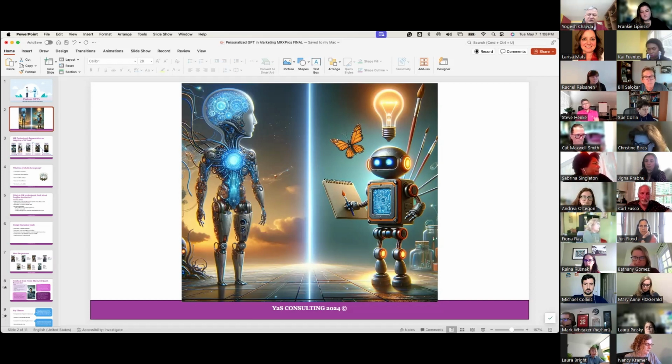Now, I started playing around with this tool when it first came out last summer. I've actually built about 12 specific GPT tools. I'm going to show you one of them, actually 1.5 of them, on this call today, given we don't have a whole lot of time.